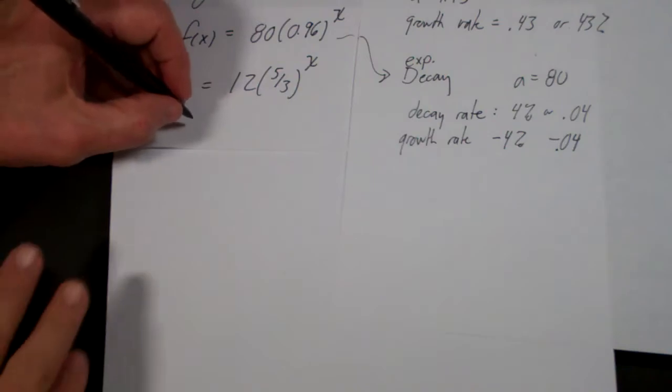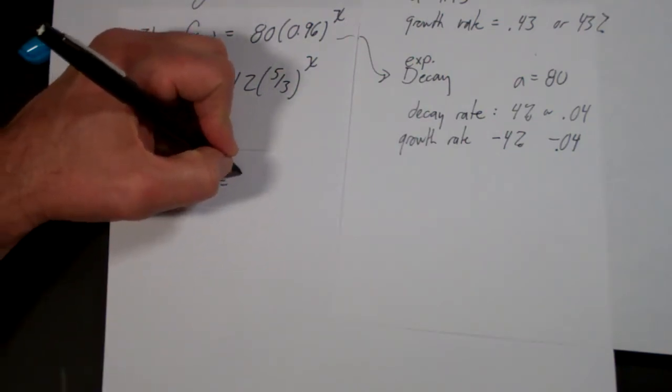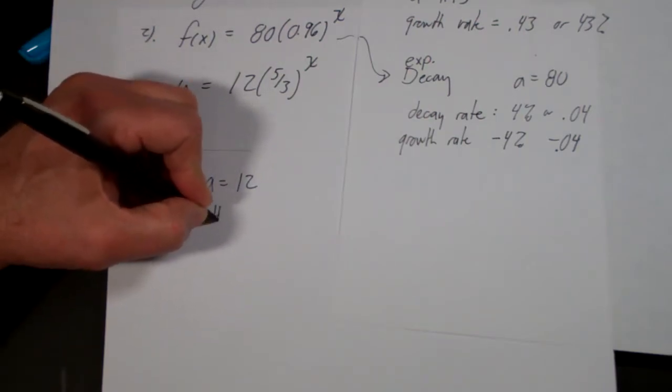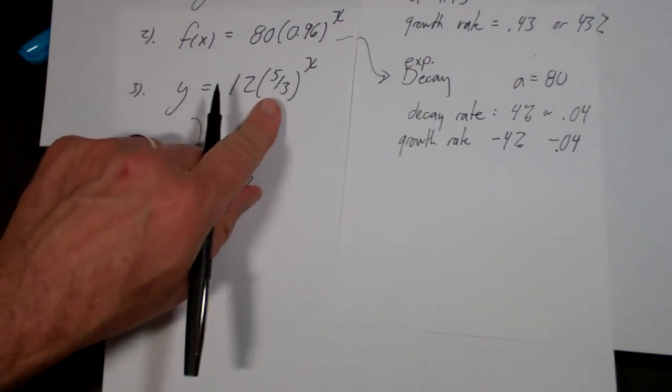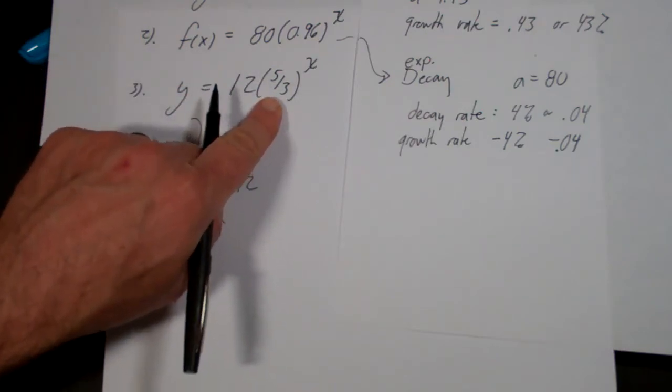And let's look at the third one. The third one here, the starting value is 12. This is growth as well. Now be careful, a lot of people think this is decay because it's a fraction, but it's not, because 5/3 is greater than 1, so this is an exponential growth function.